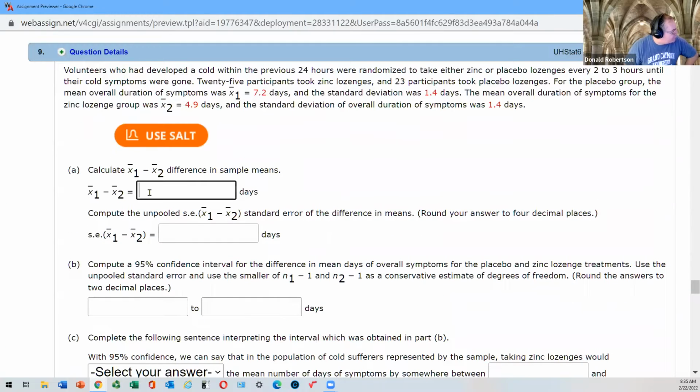So first one, calculate the difference in the sample means. So if you take 7.2 and you take away the other one, which was 4.9, you would get that the difference between these was 2.3.